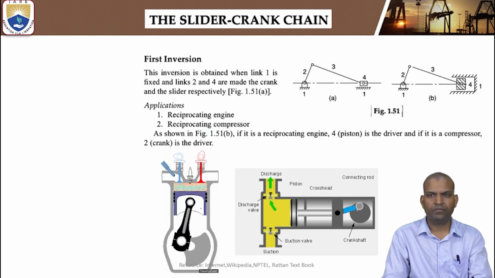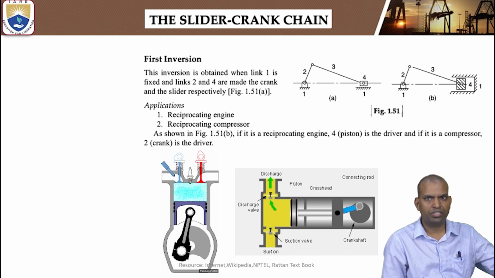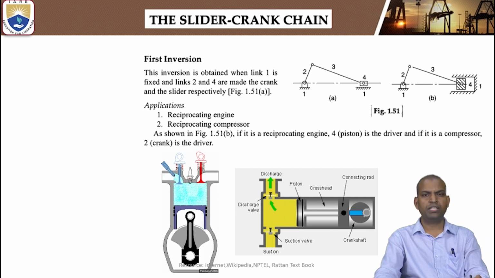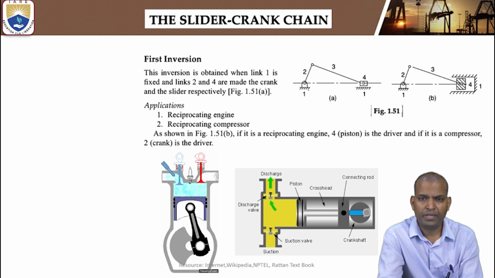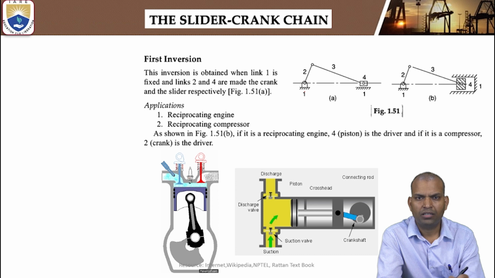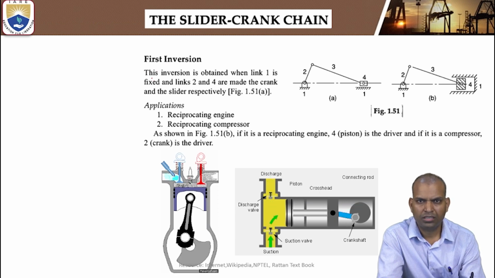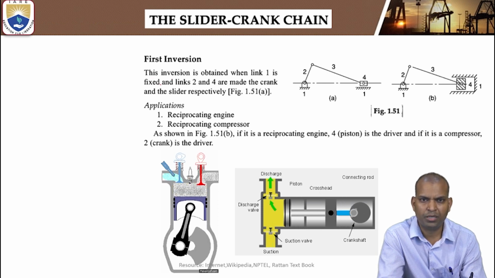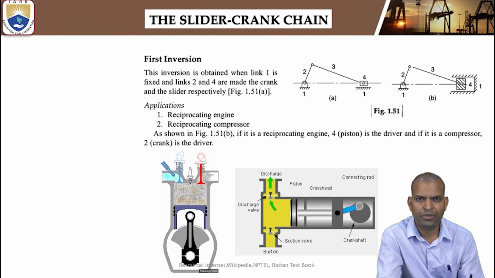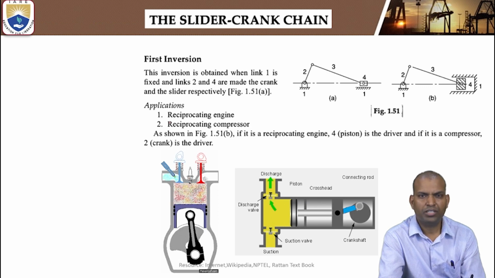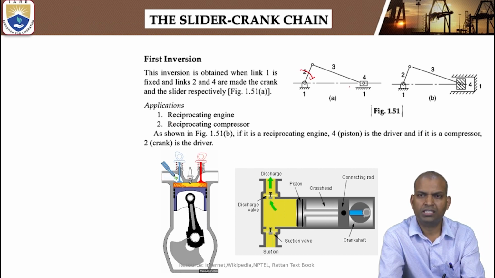Now, there are four inversions. First inversion is obtained when link 1 is fixed. When link 1 is fixed, the first inversion will be obtained. In this case, there are two applications of the first inversion. Number one is the reciprocating engine and figure B shows the reciprocating compressor. These inversions are obtained by fixing the link 1. Whatever the application may be, these applications represent the first inversion. First inversion means link 1 remains fixed and link 2 becomes the crank, and link 4 is the slider.